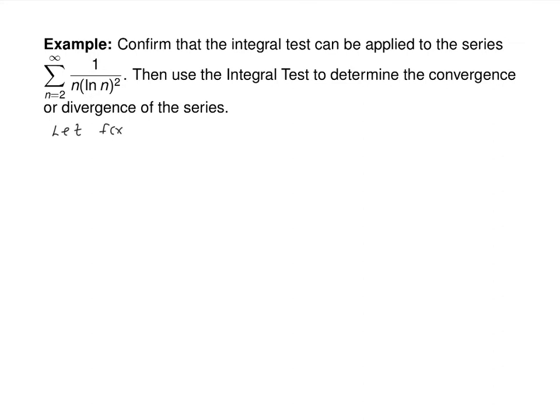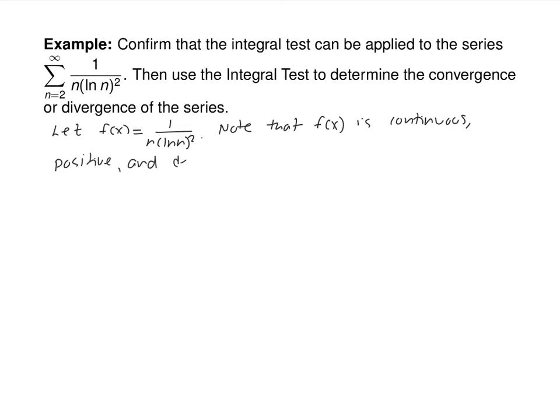So first, let f of x equal 1 over x times ln of x squared. Note that your function f of x is continuous, positive, and decreasing. Specify that that's true on the interval from 1 to infinity, or 2 to infinity, excuse me. This function is actually not defined at 1. Okay, so apply the integral test.